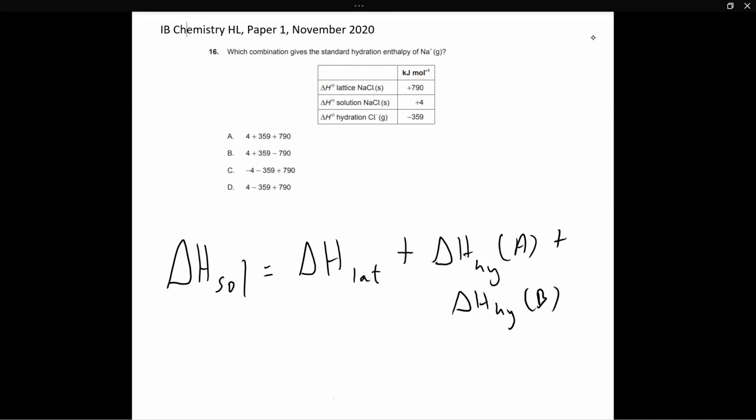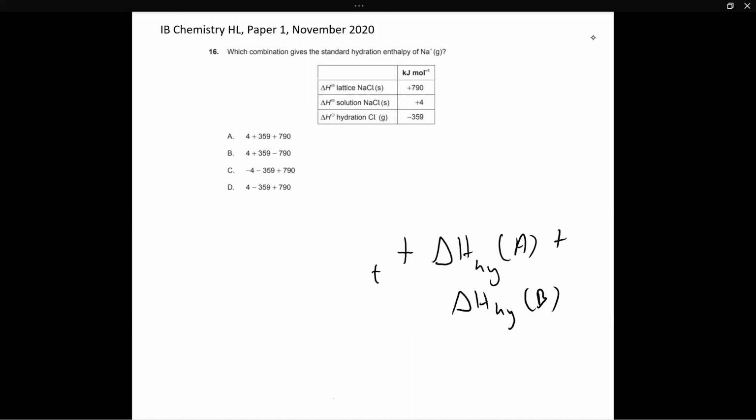Now, what do these different terms mean? So the enthalpy of solution is basically the enthalpy change when 1 mole of solute is dissolved in excess solvent to form a solution. And the lattice enthalpy is the enthalpy change when 1 mole of an ionic compound is broken apart into its constituent gaseous ions. And the enthalpy of hydration is the enthalpy change when 1 mole of gaseous ions is surrounded by water molecules to form a solution. And as you can see, all of these terms are actually interlinked, and I will show you how they are interlinked.